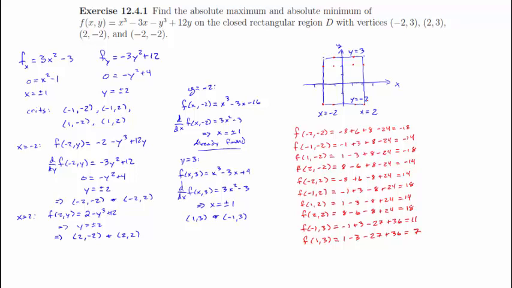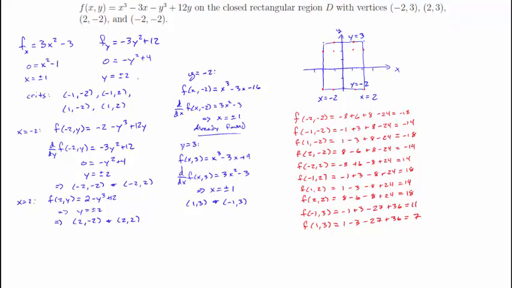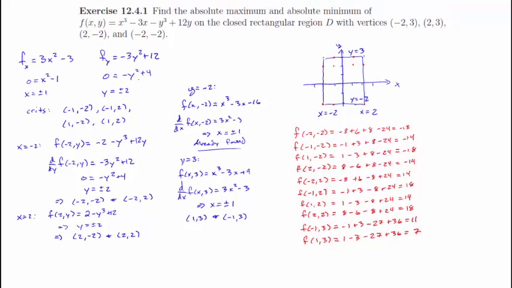Then I take the partial derivative of my function, so I get f sub x equals 3x squared minus 3. I set this equal to 0. I get 0 equals x squared minus 1, so that x equals plus or minus 1. The partial derivative of f with respect to y equals negative 3y squared plus 12. Setting this equal to 0, I get 0 equals negative y squared plus 4, so y equals plus or minus 2. This together gives us four criticals of negative 1 comma negative 2, then negative 1 comma 2, then 1 comma negative 2, and 1 comma 2.